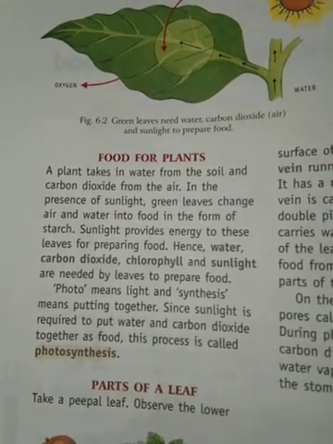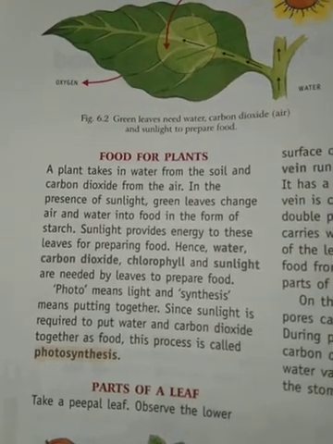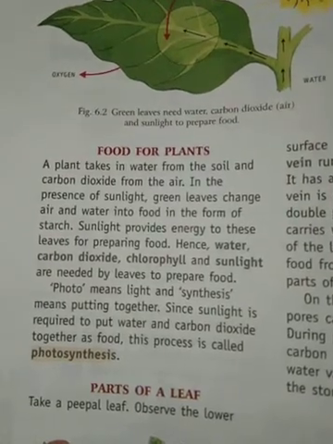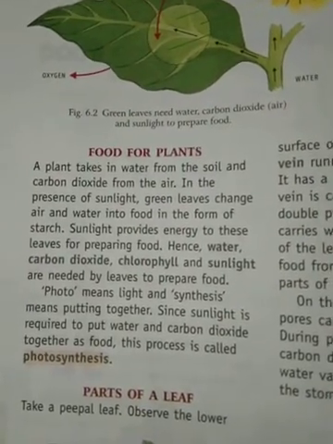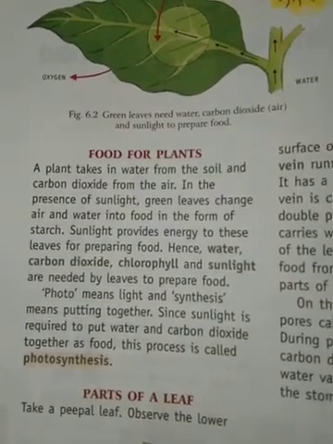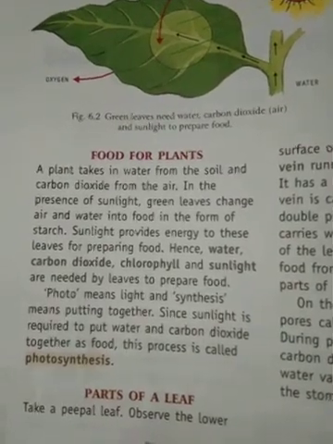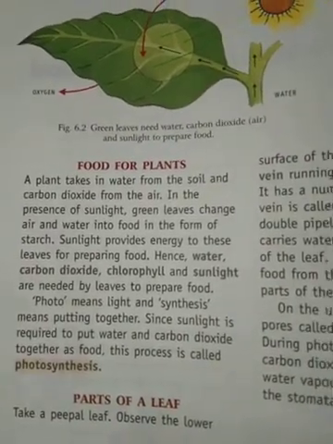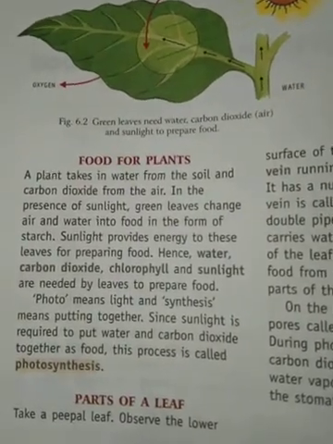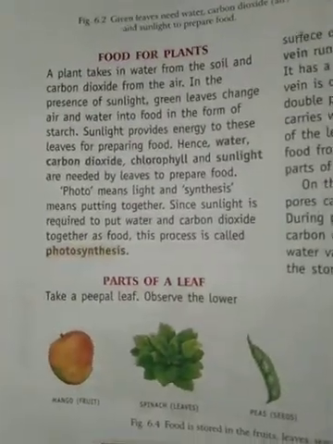Now photo means light and synthesis means putting together. I have already discussed this. Since sunlight is required to put water and carbon dioxide together as food, this process is called photosynthesis. Understood? That means sunlight, that is light, is required to put the water content and carbon dioxide together as food. Then this process must be called as what? Photosynthesis. I hope now all doubts have been cleared, right? So now let's move to the other parts of a leaf.